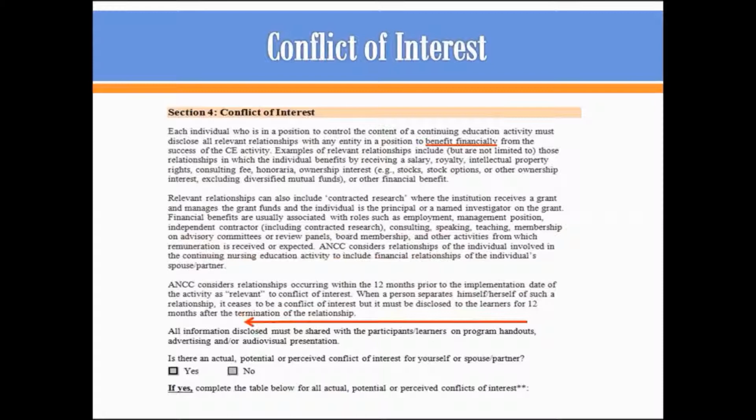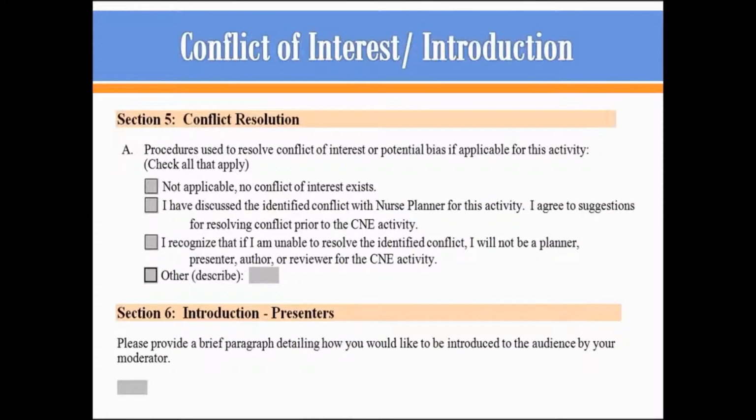If you identify that there is or is not, you would need to indicate that on the bottom two boxes of this section. If the answer is yes, you complete the next portion of the form, and we've structured this so that it will be easy for you to identify the category and the description. And remember, the conflict of interest, including potential ones, must be resolved prior to the planning, implementation, or evaluation of the educational activity. Here's an example of a conflict of interest form that's been filled out.